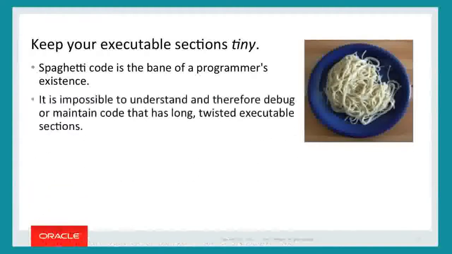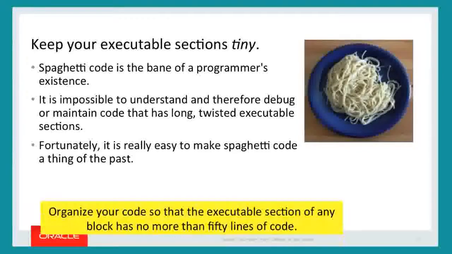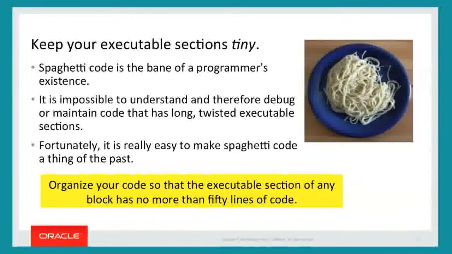So spaghetti code is when you're writing code and writing code and writing code, and you're on line 754, and you're typing end loop, and you don't even remember what loop it is you're ending. You have these long, twisted up, convoluted executable sections that go on forever that you don't understand, and you wrote it, and nobody else can make heads or tails of it either. So fortunately, it's actually quite easy to make spaghetti code a thing of the past. Never write it again. All you have to do is follow this one piece of advice.